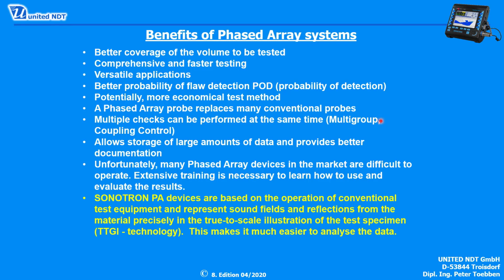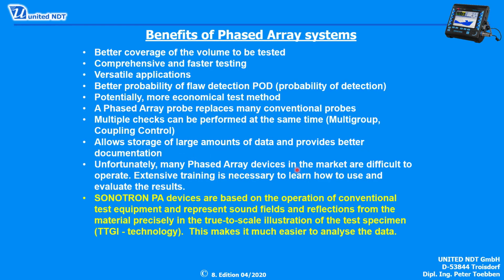Multi-group allows you to do inspection simultaneously with a so-called sector scan, where you cover a range of angles, and at the same time also do inspection under one particular angle or two particular fixed angles. The coupling control can also be set, and the quality of the coupling will be stored too. It allows you to store a large amount of data and therefore provides better documentation.